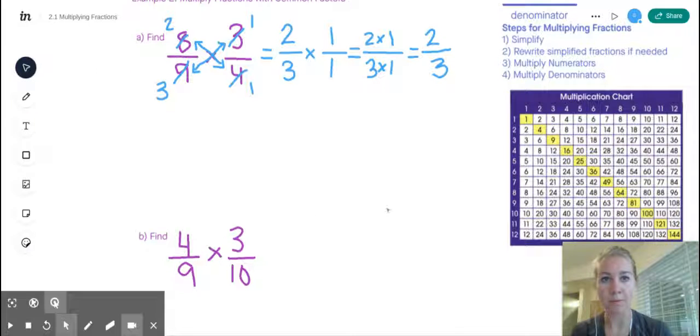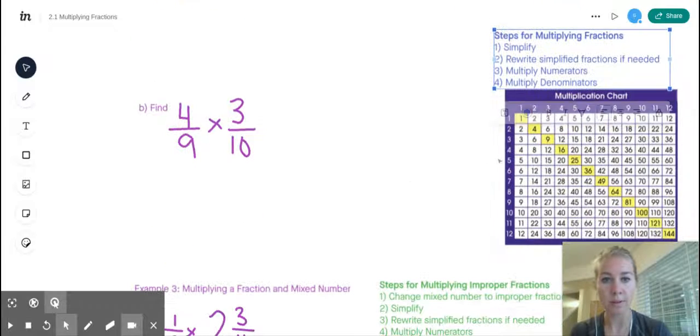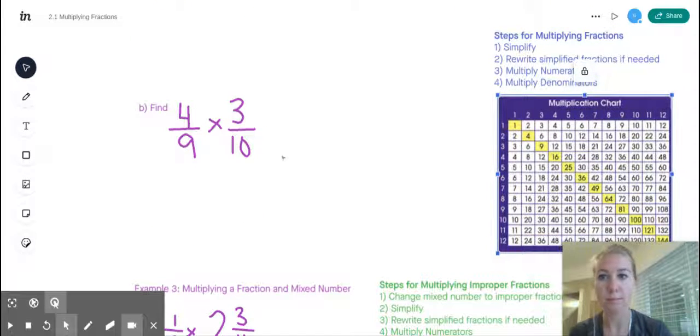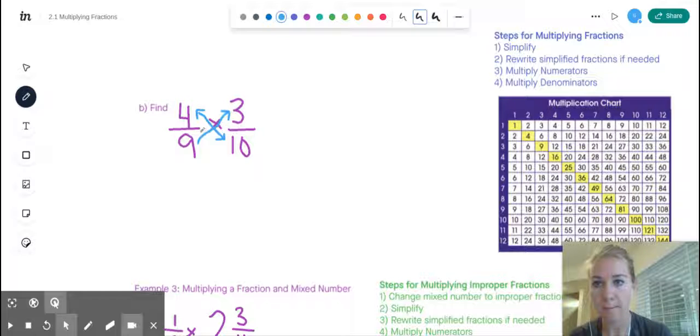Okay, let's try this again. I'm going to move everything down a little bit just so we can see our steps for the next problem. Okay, find 4/9 times 3/10. So again, step 1 is simplify. So we're going to look across. It's not lining up exactly with my multiplication symbol, but that's okay. Okay, we have a 3 and a 9 again. That's exactly what we did last time.